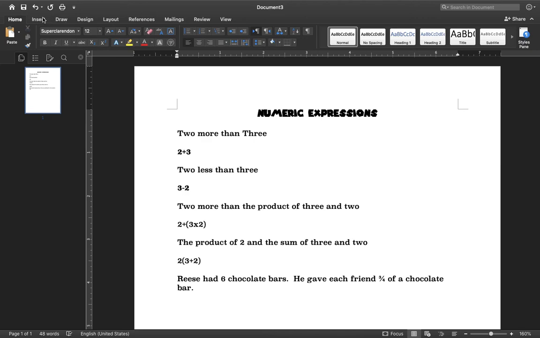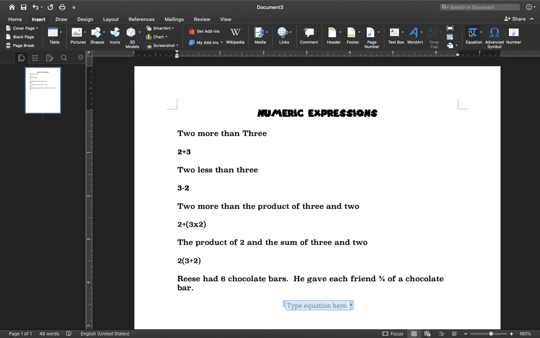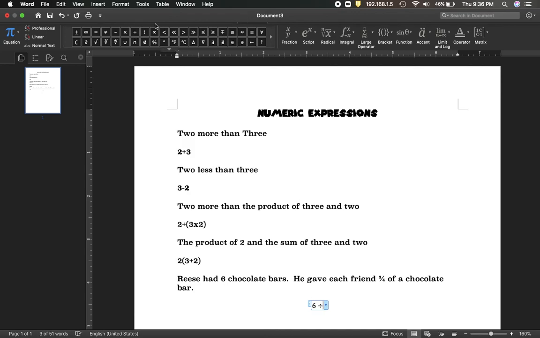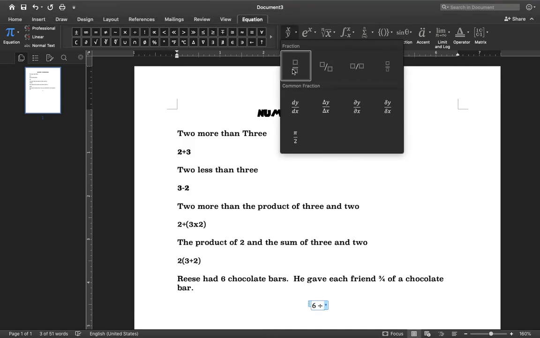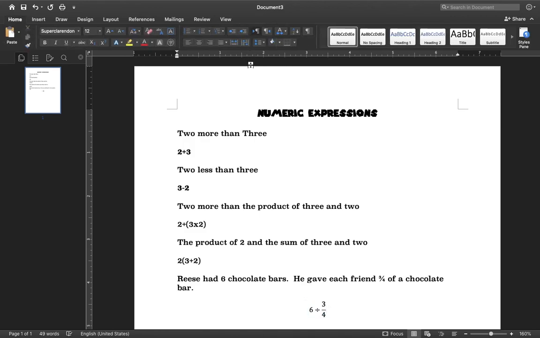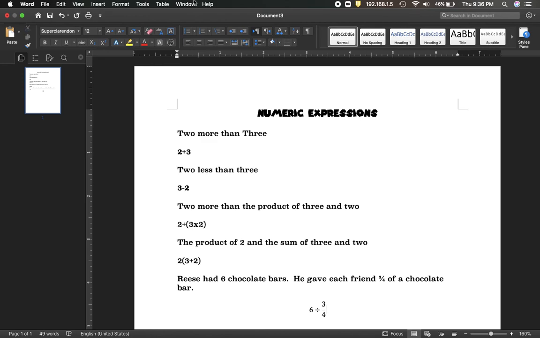For that, I need to go insert equation. Let's do it this way. 6, here's a division sign, and I'm going to add a fraction. 6 divided by 3/4. That is how we do the division. Okay, now we are ready to move on.